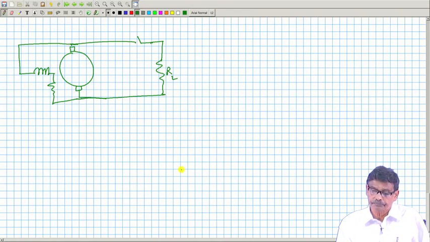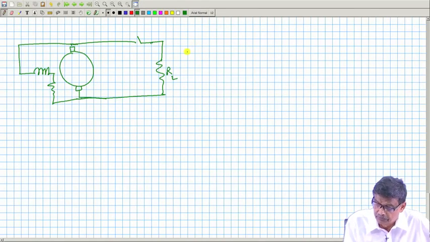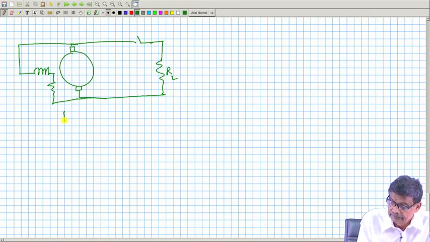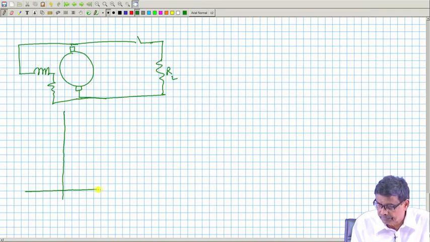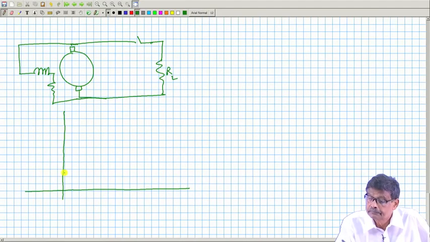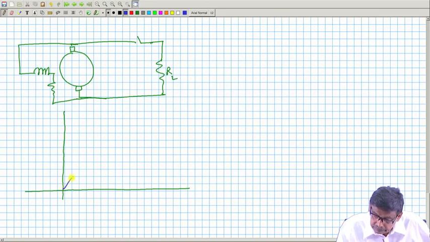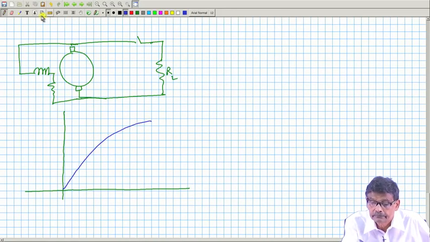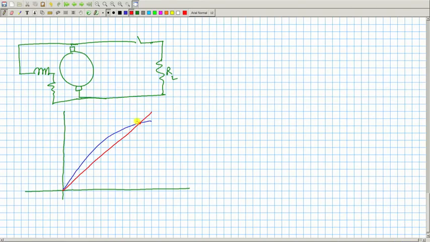Now, the open circuit voltage with S opened, we know what the voltage developed is. This is the point of intersection, this much is the voltage.